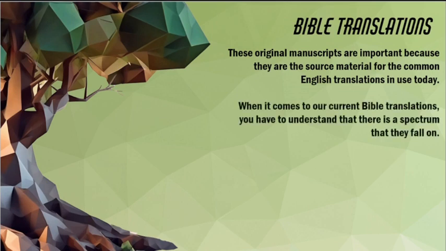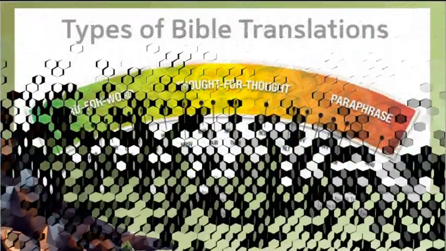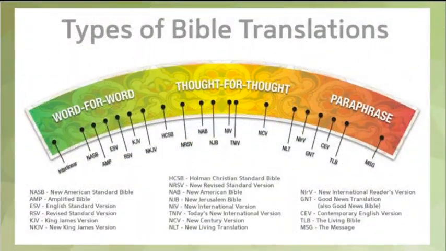So when it comes to our current Bible translations, you have to understand that there is a spectrum that they fall on. And so I want to show you a diagram here. And this diagram shows you types of Bible translations. We're going to talk about it, but you essentially have 3 big Bible translation types. And it's word for word, thought for thought, and paraphrase. And they fall on a spectrum. There's not a definitive line between them.